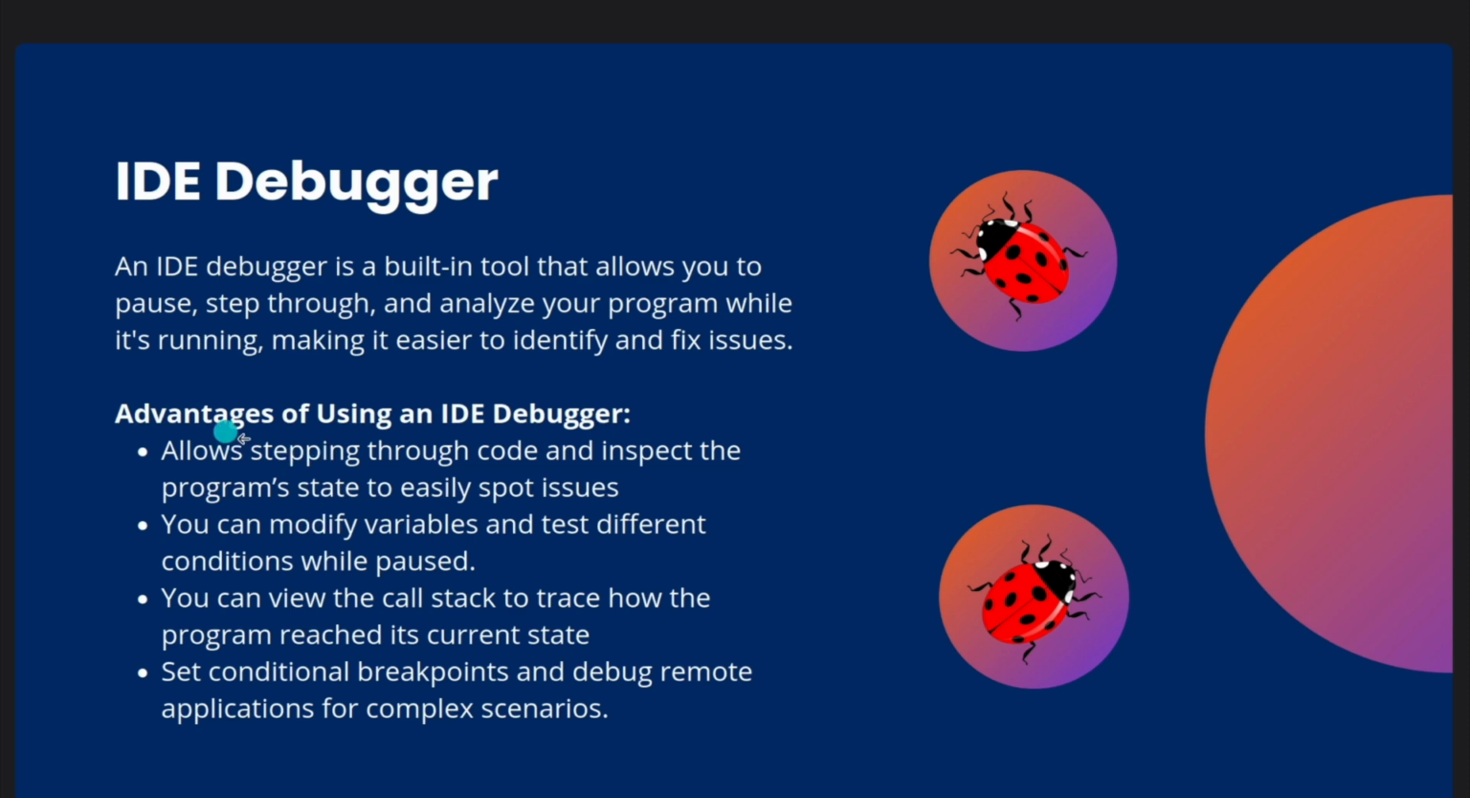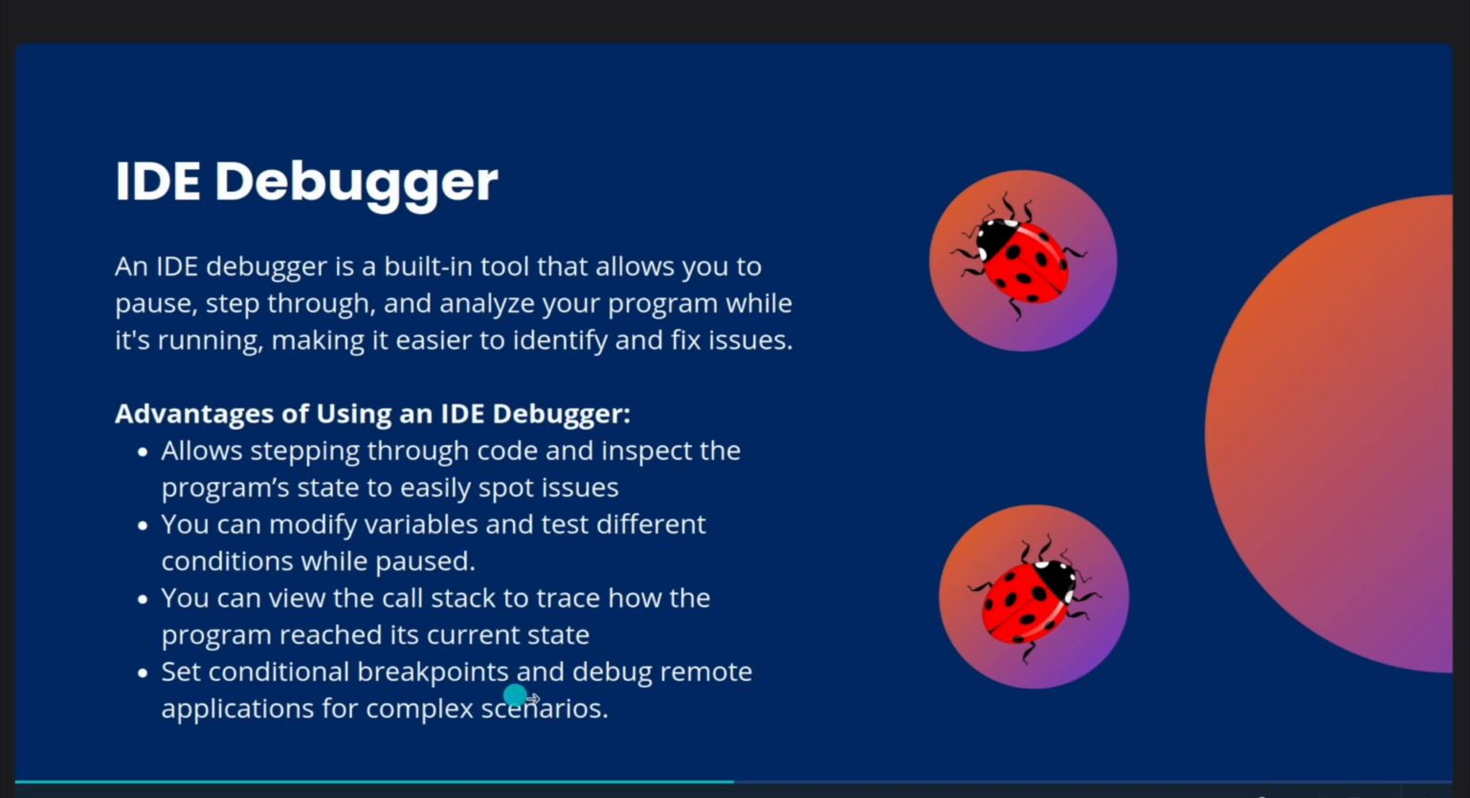For the debugger, it has a number of advantages. Basically, you can step through your code line by line. And also, let's say you want to test for a specific scenario, you can modify your variable. The other bit is you can view the stack trace of how the program reached its current state. And also you can set breakpoints, and also conditional breakpoints. For example, I'll just show how you do this.